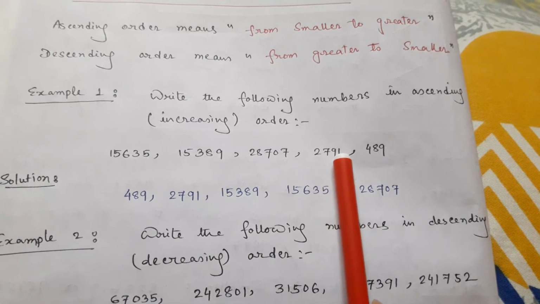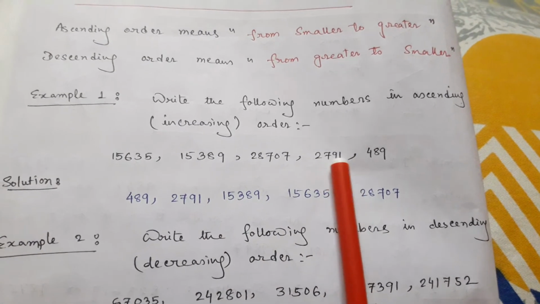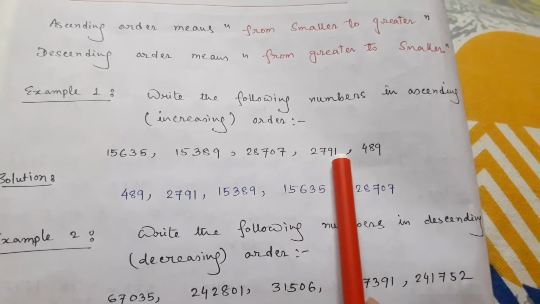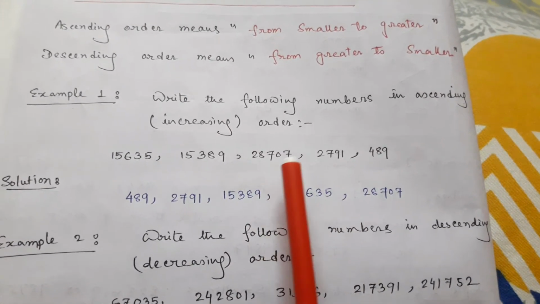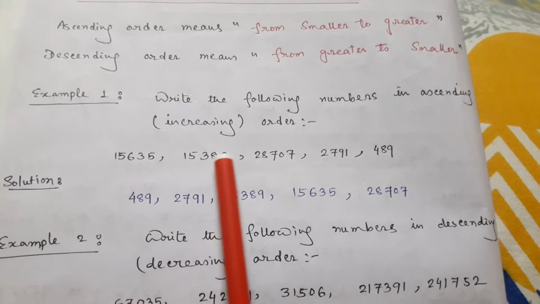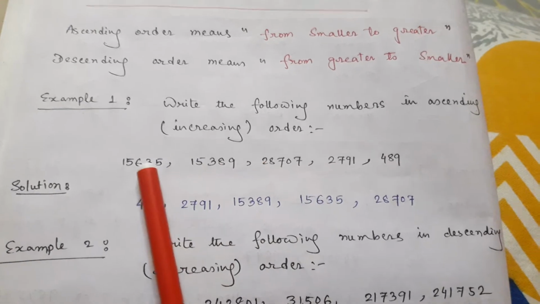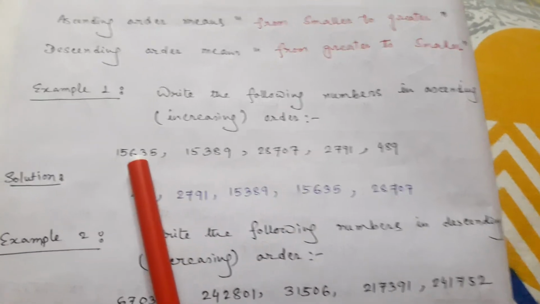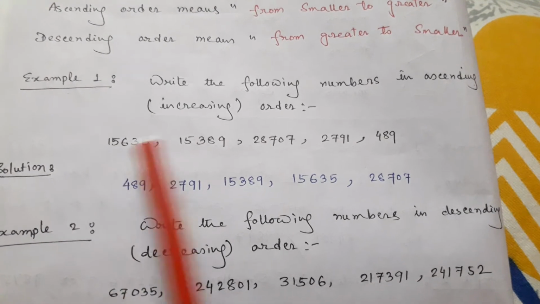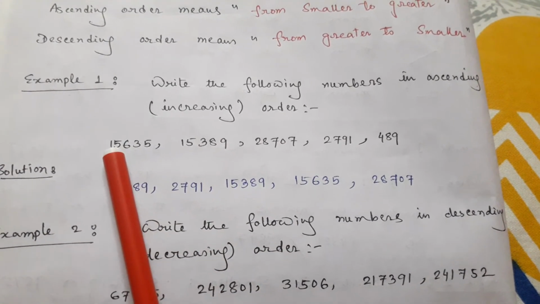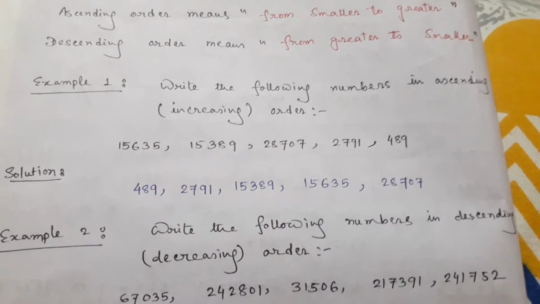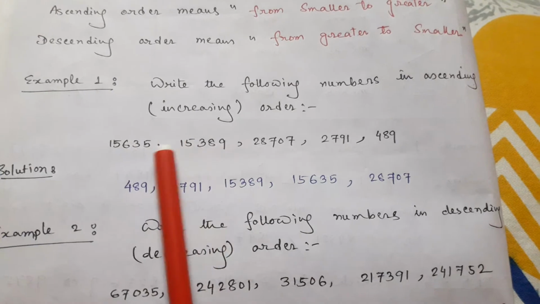Next we will have 2791 because this is a 4-digit number and these numbers are 5-digit, and we know that a 4-digit number is always less than a 5-digit number. So we have written 2791. Now we have to compare the digits of these 3 numbers because all of them are 5 digits. So first comparing the 10,000s places, there is 1, there is 1 and there is 2. So 1 is less than 2. So we have to compare these two numbers now.